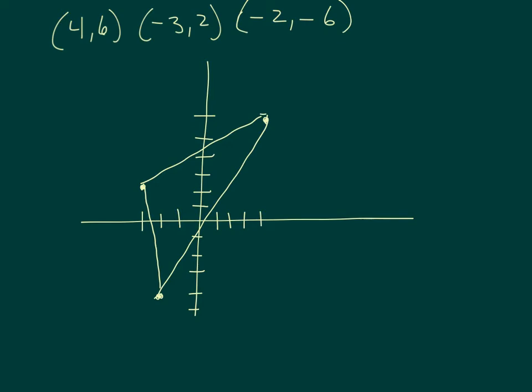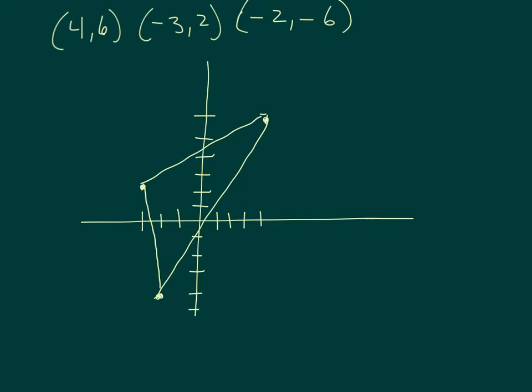Here is my triangle. Now, it does not look like I have a right angle. I don't have any horizontals, and I don't have any verticals. So we are going to have to find two equations of our altitudes.